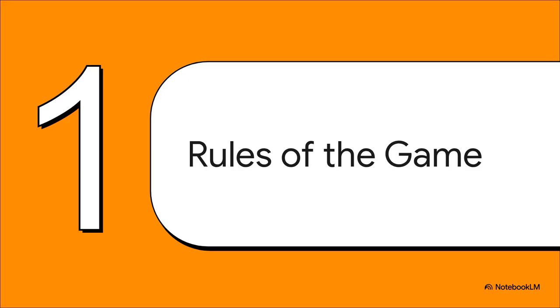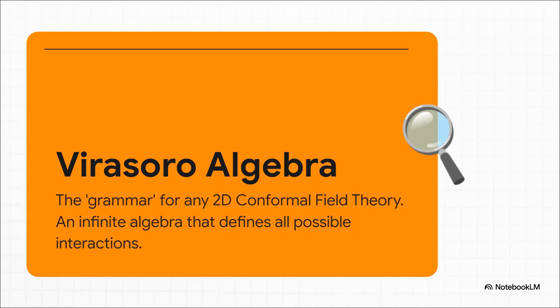Okay, so if you have a theory that's this symmetric, how do you even work with it? You're going to need a rule book, right? A special mathematical language that can actually describe this wild, scale-free world. Well, that language has a name, the Virasoro algebra. And honestly, the best way to think about it is as the grammar for any two-dimensional conformal field theory.